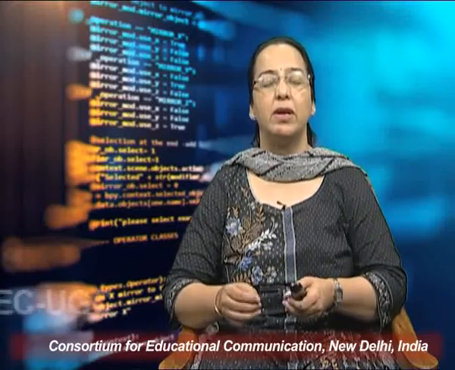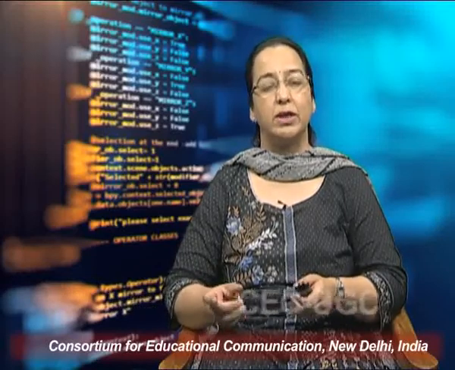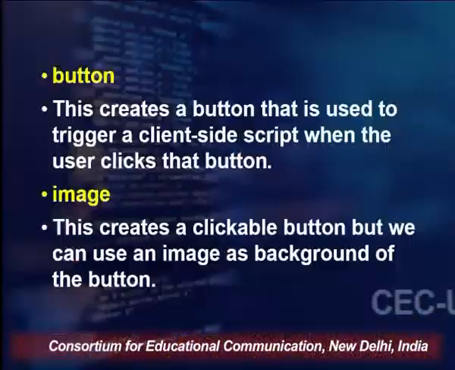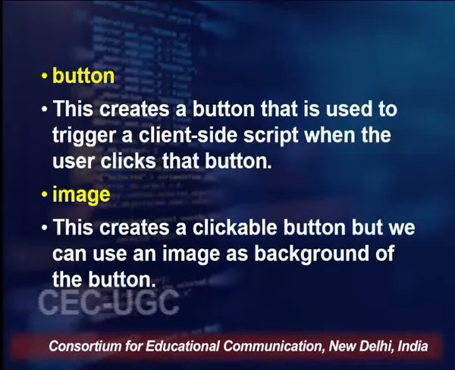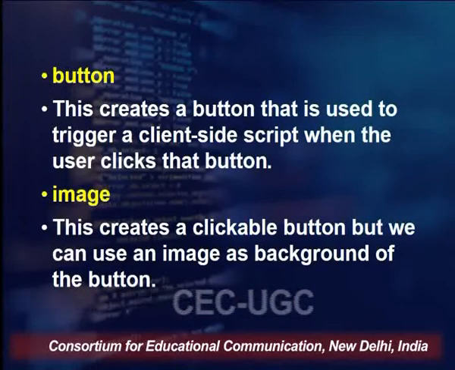Then if we say type equals button, this is going to create a button that is used to trigger a particular event or a client side script when the user clicks that button. For example, I have given type equals button, then there will be a clickable button, and whatever is going to happen on clicking that particular button should be written inside a client side script.